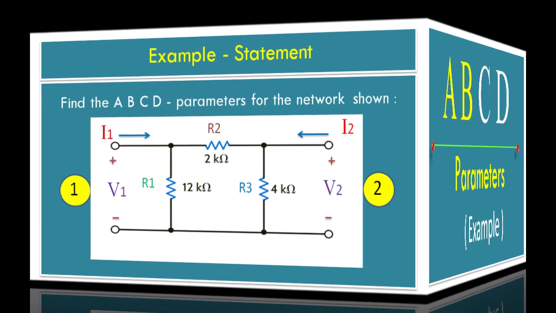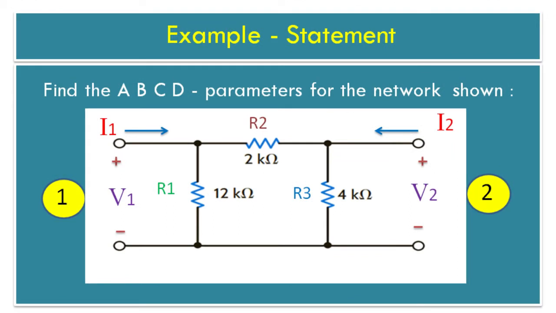Example statement. Find the ABCD parameters for the network shown. Let's see the given data. Resistance R1 is equal to 12 kilo ohm, resistance R2 is equal to 2 kilo ohm, and resistance R3 is equal to 4 kilo ohm, where voltage V1 and current I1 are dependent variables and voltage V2 and current I2 are independent variables, with ports labeled as 1 and 2.